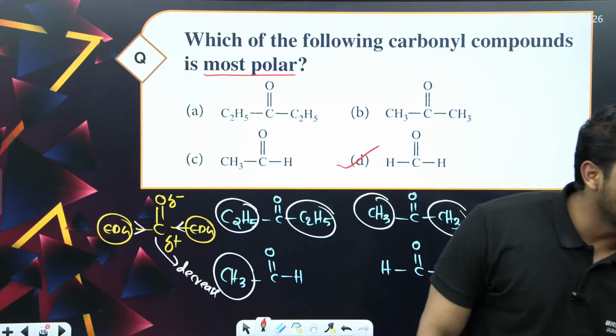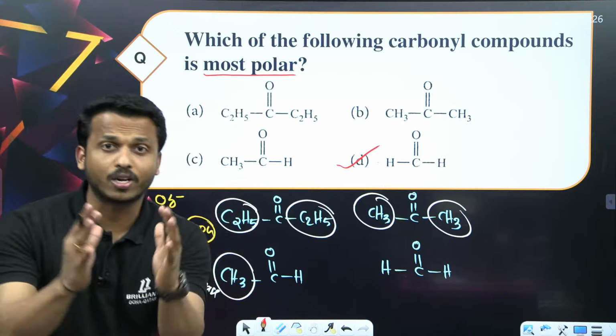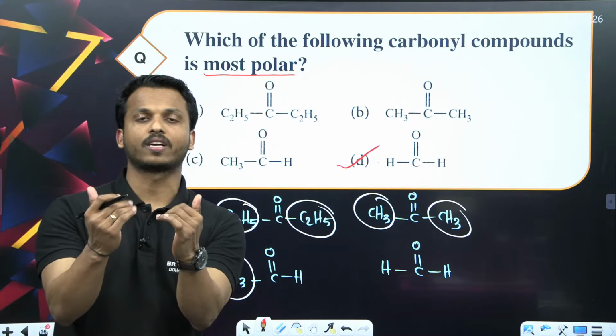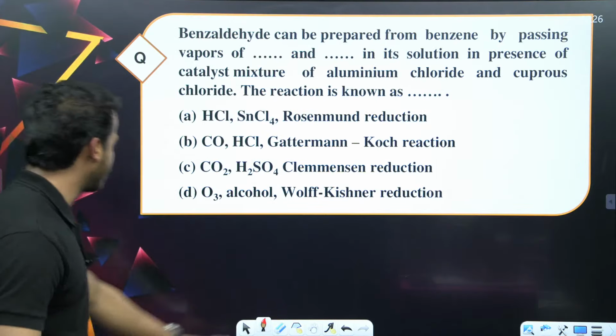Okay, dear all, yes or no? Yes or no, Chris? Option D is the correct answer. So more electron donating groups mean the polarity of the carbonyl group decreases. Clear all? Yes. Let me go for the next question.